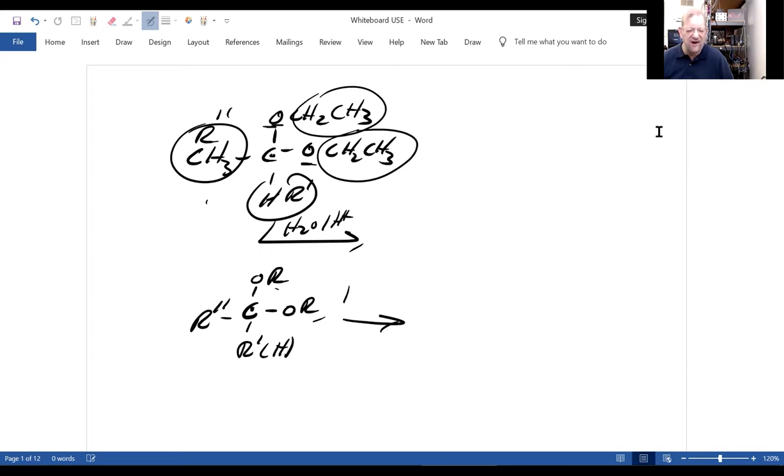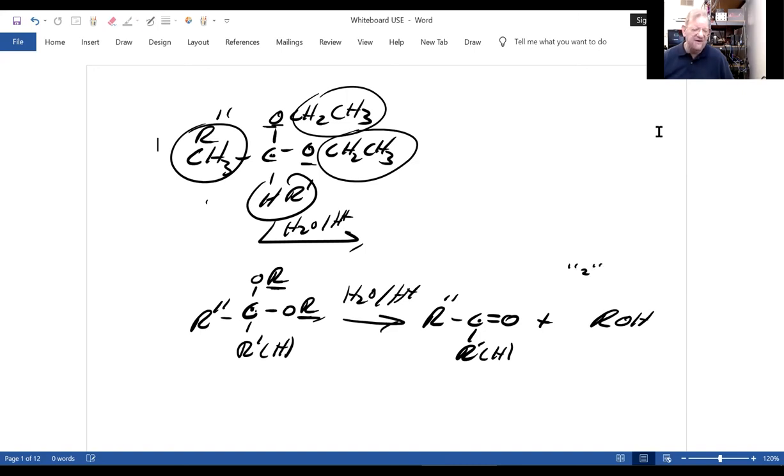And when I react this with acid and water, and this is the way your stomach actually breaks down complex carbohydrates, otherwise known as starches, I'll get back what's attached to the carbon with the two oxygens. It's now double bonded to oxygen, aldehyde or ketone, R prime could be H, R double prime. And then this R group on the oxygen becomes an alcohol. And if you want, you can put a two in front of there. Dr. White doesn't like to because we're lazy organic chemists.